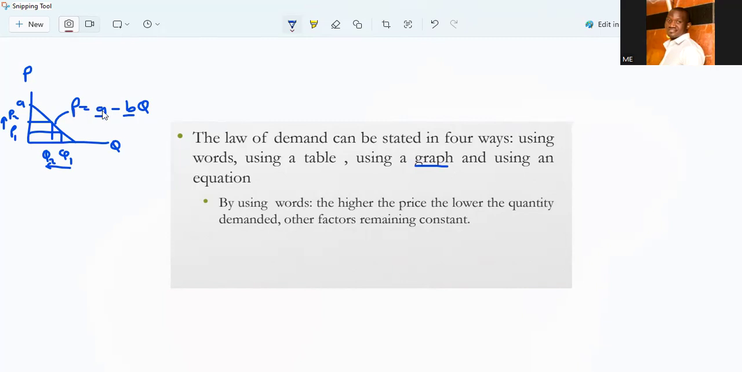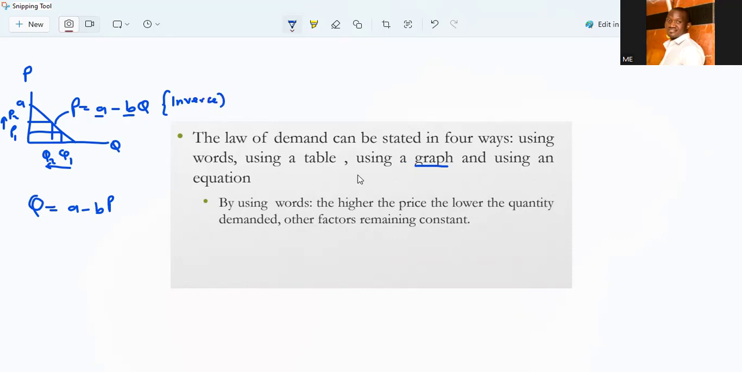Using the equation, there is what we call the direct demand and the inverse demand. The direct demand is given by Q equals A minus BP. So this is the direct demand equation. And P is equal to A minus BQ. This is the inverse demand equation. So these are the equations that show our demand equation.